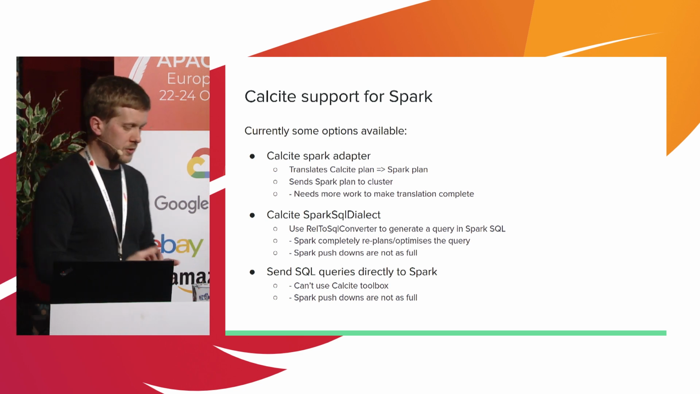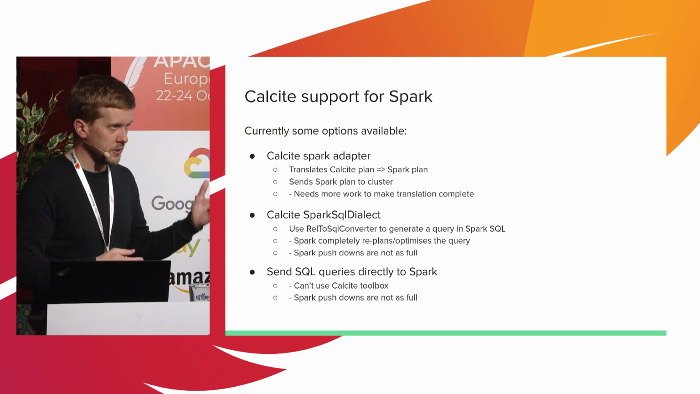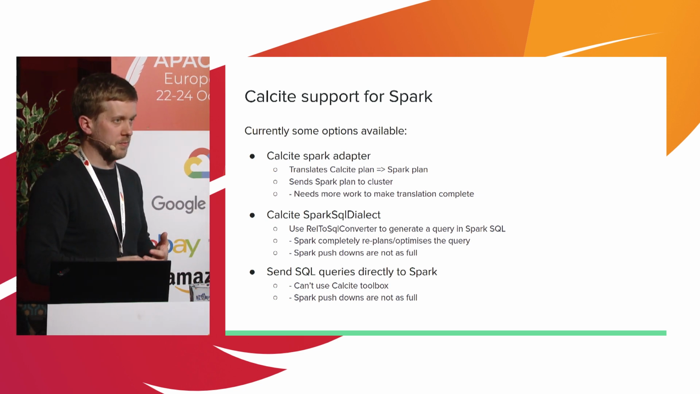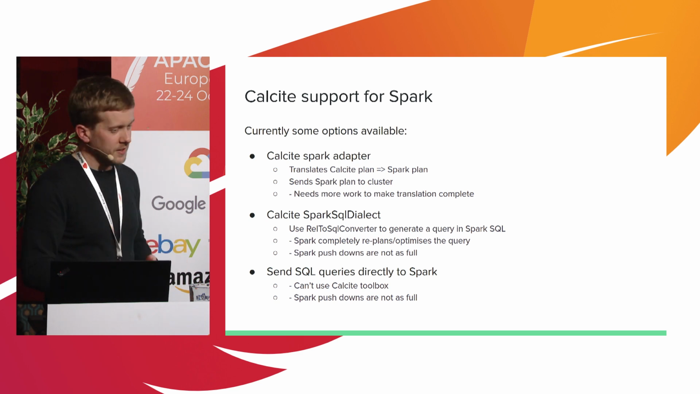The final option would be just to say, okay, then we just skip this entire Calcite layer and everybody just connects. Then we just have our customers connect directly to Spark and run Spark SQL queries. But then we were kind of missing all of these cool features from Calcite, this nice toolbox that we have. And again, the push downs in Spark are not as flexible as what we have in Calcite.